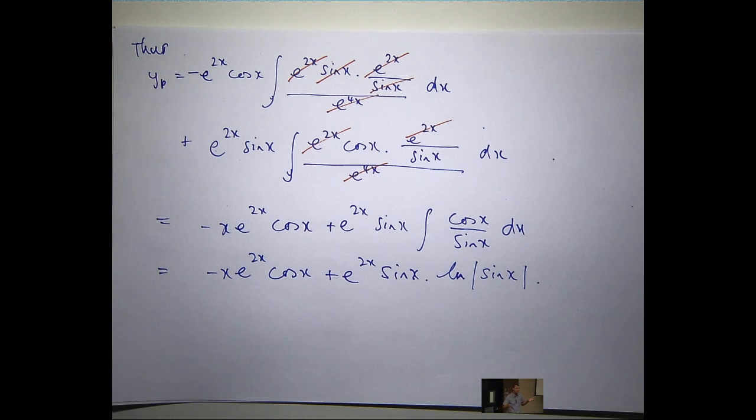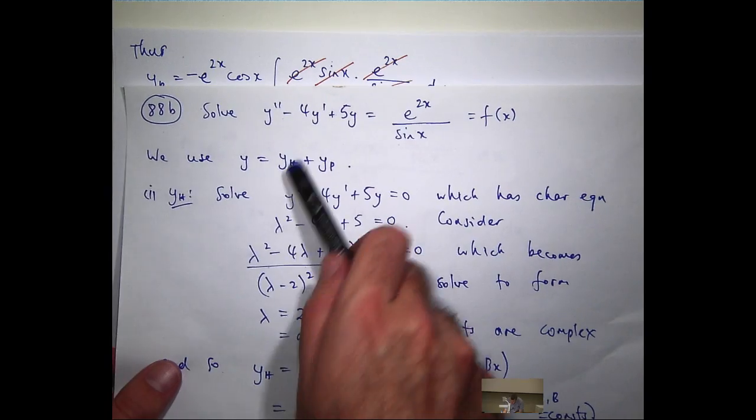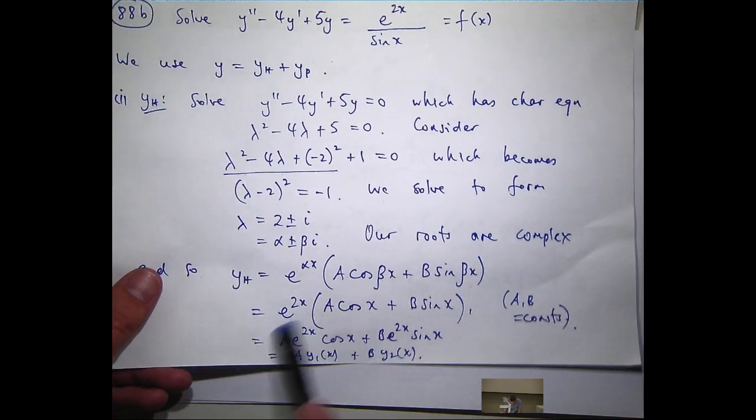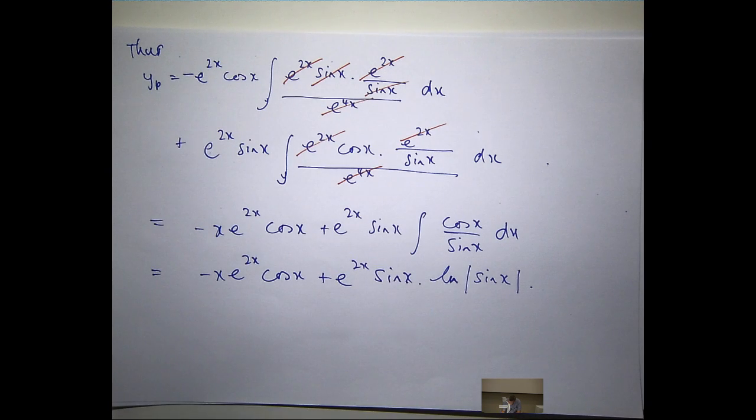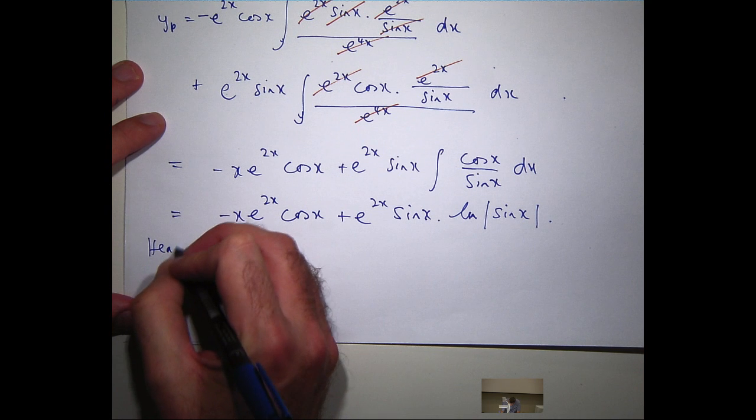So all I need to do now is take my y sub h, which I got down here, add my y sub p in, and then I'm finished. So this is like part 3, I guess.